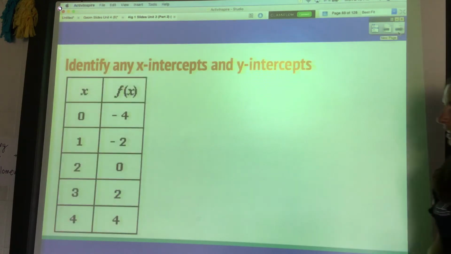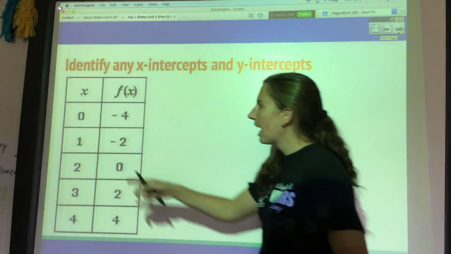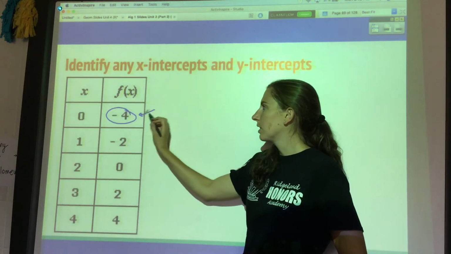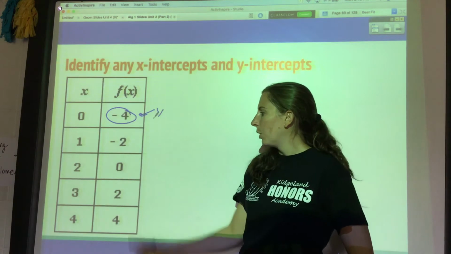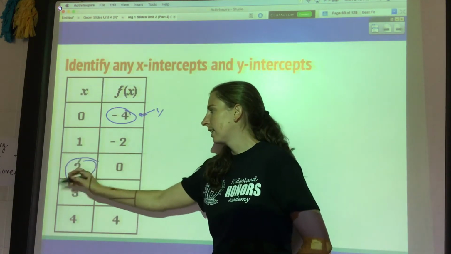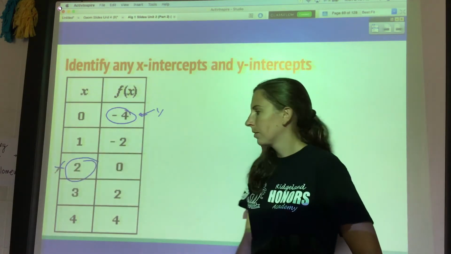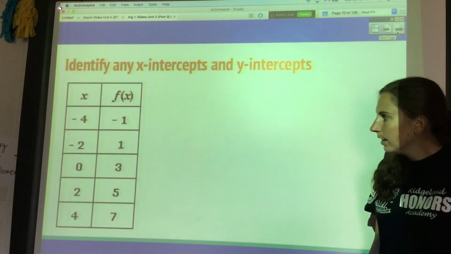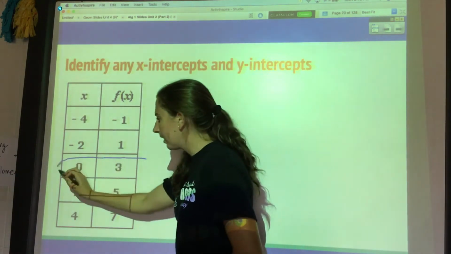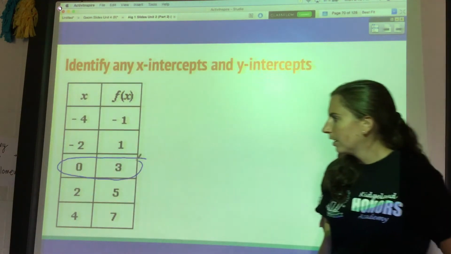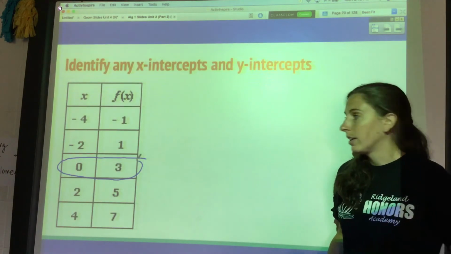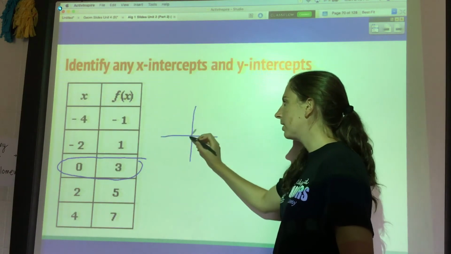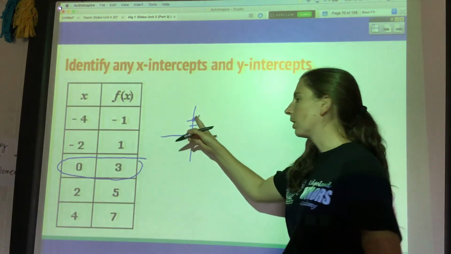And then I also want to show you on tables, it's the same thing. When x is 0, that gives you a y-intercept, because that's a y value. When y is 0, that gives you an x-intercept because it's an x value. Same thing here. Think about, is this an x or a y-intercept? This is a y-intercept because x is 0, y is 3. So think about where that point would be. The point (0, 3) is right here on the y-axis.